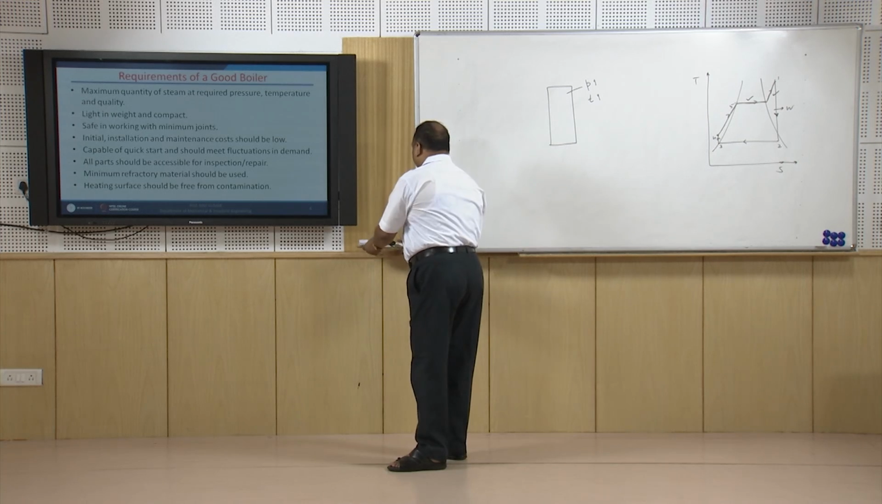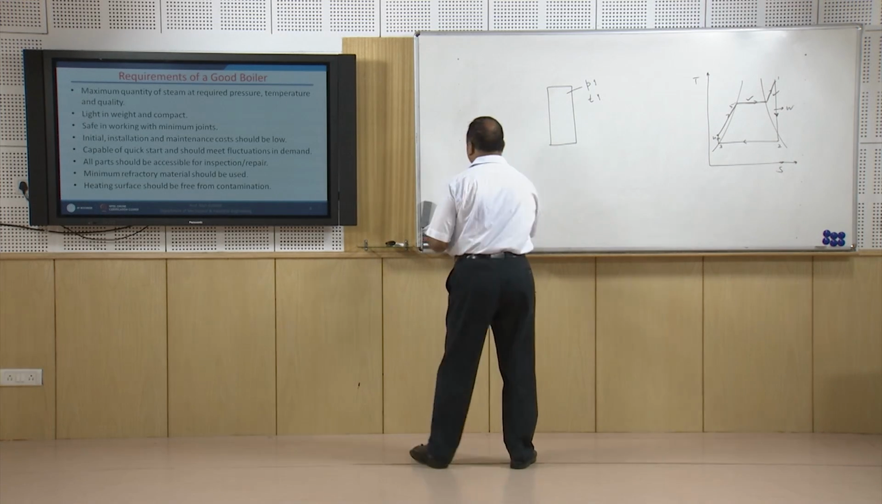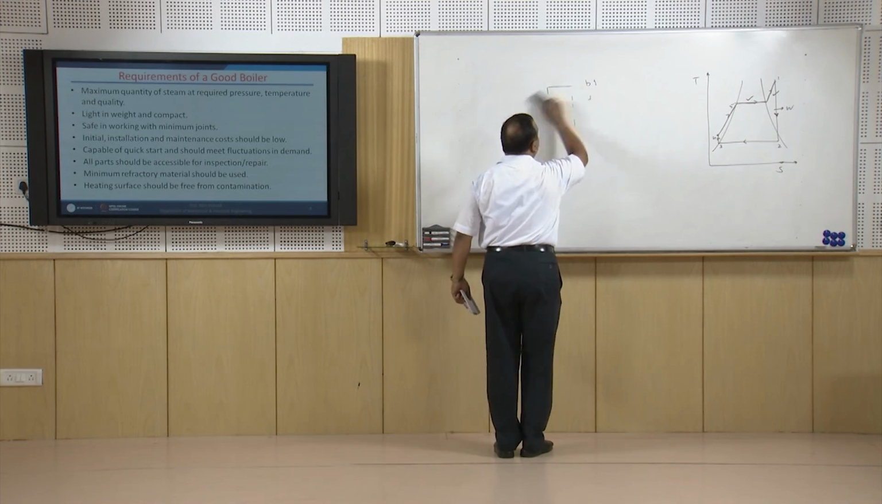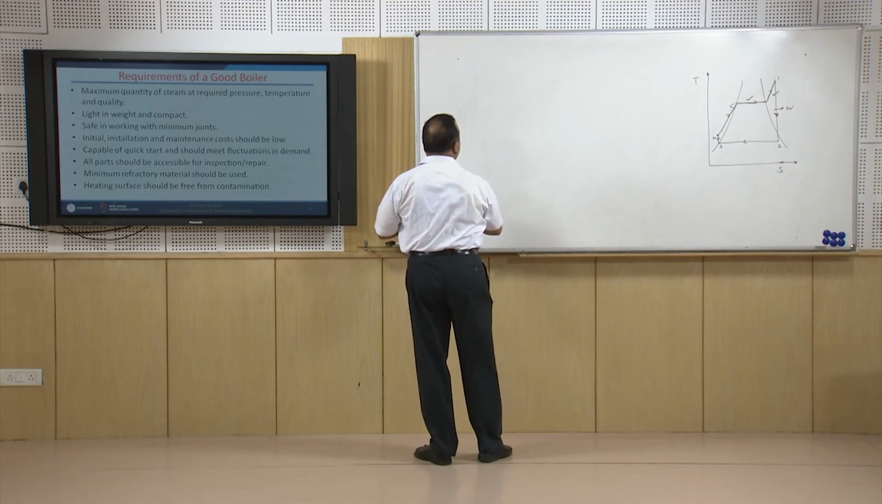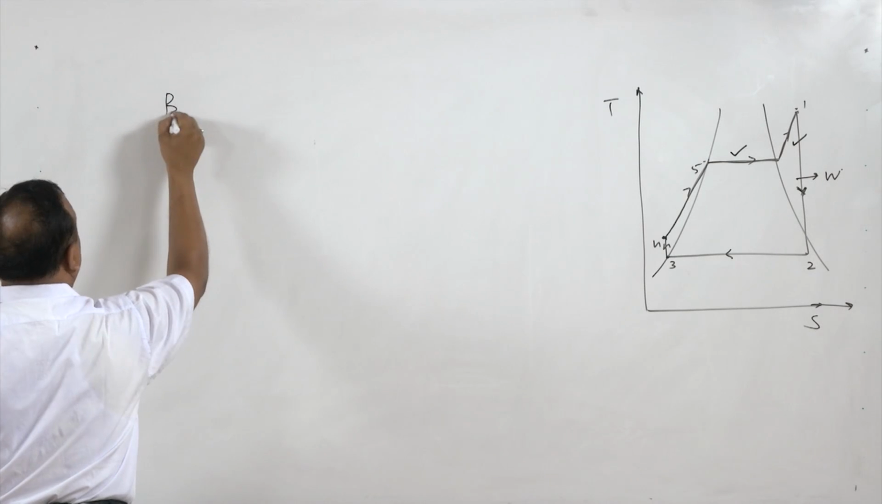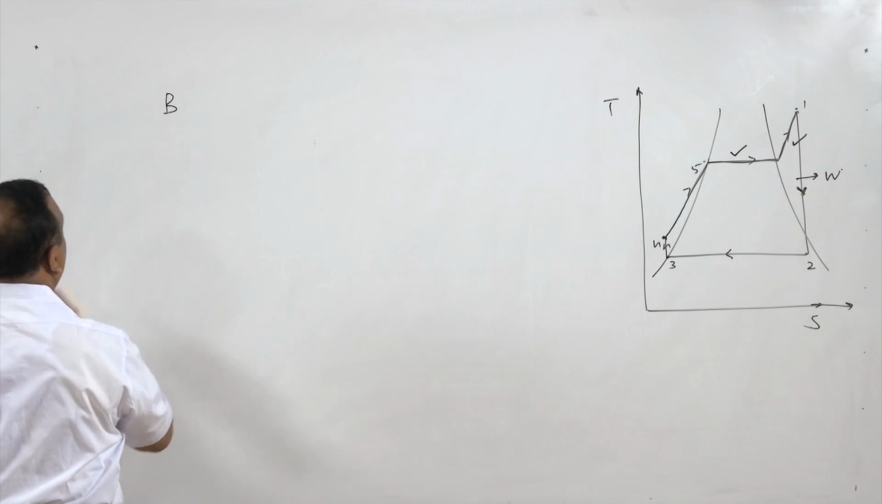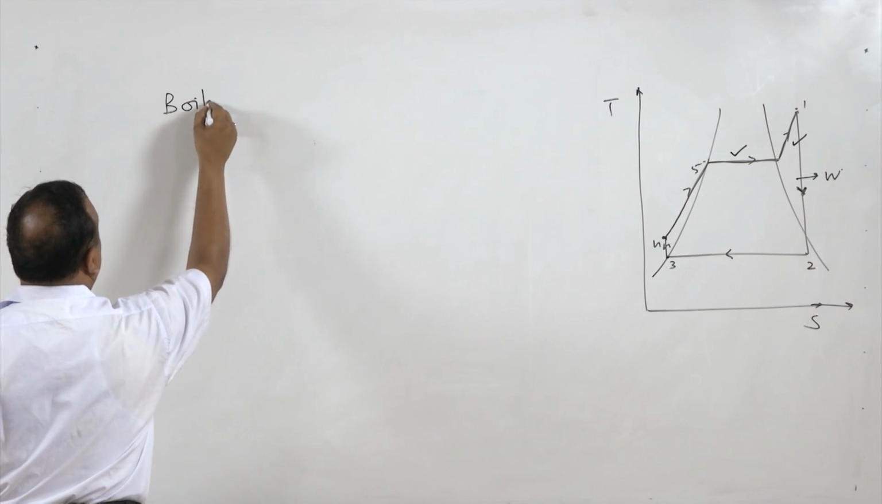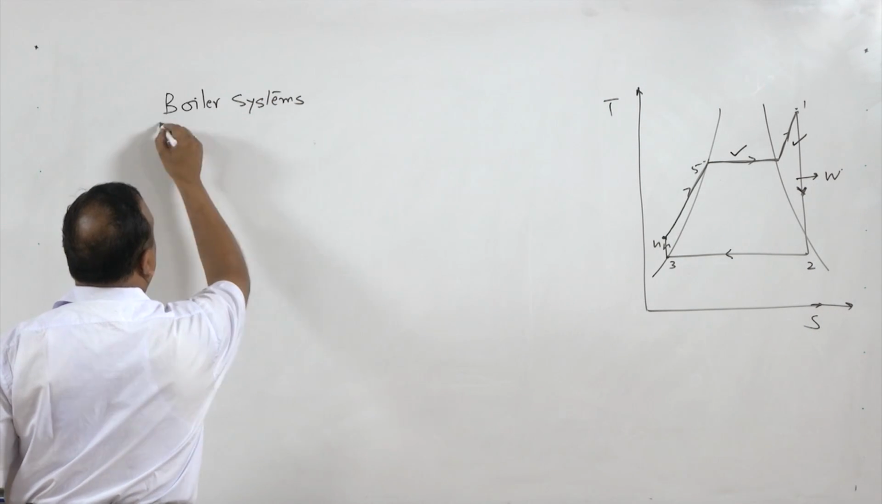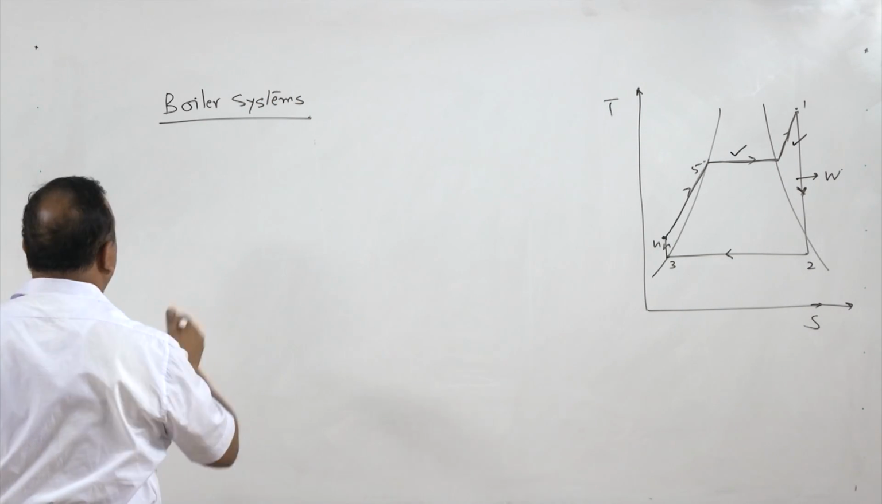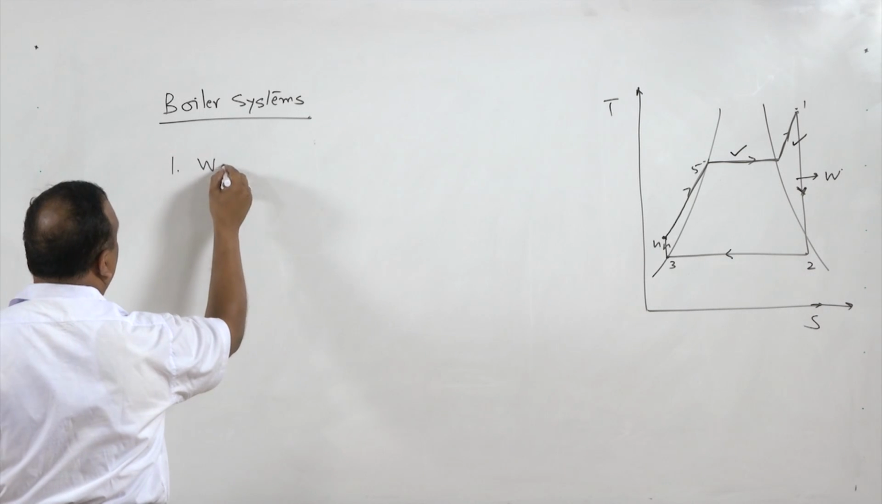Now, regarding the boiler systems, every boiler or every machine has certain systems. So, regarding the boiler systems, number one is the water treatment system.